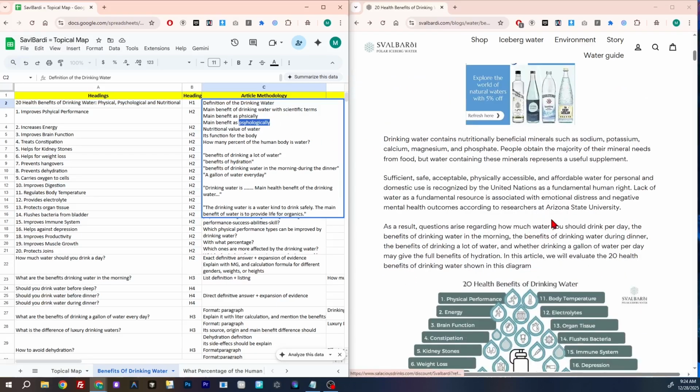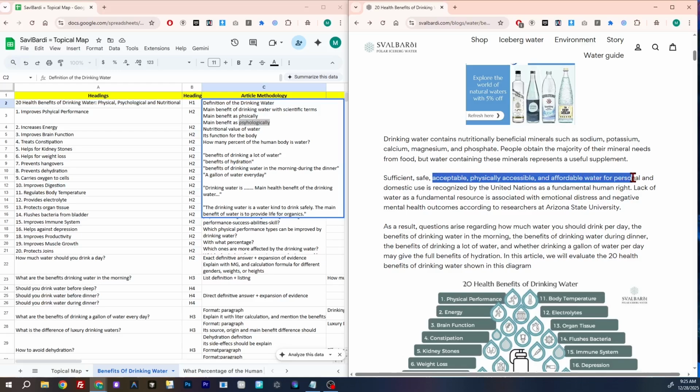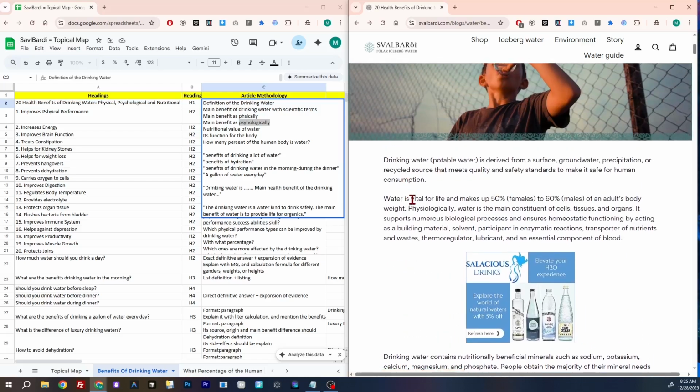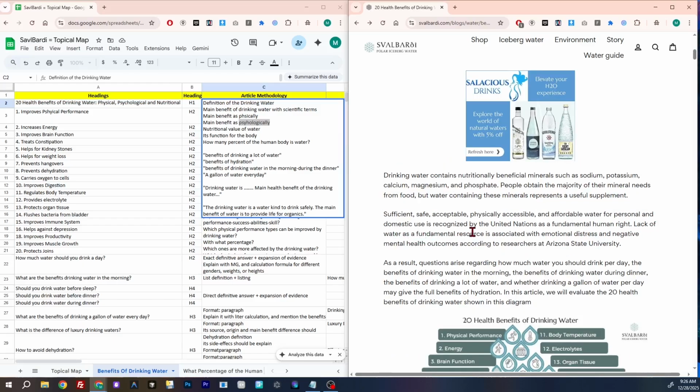If you look at this specific macro context, we give a few institution names and certain types of conditions like sufficient, safe, acceptable, physically accessible, and affordable water for personal and domestic use is recognized by the United Nations as a fundamental human right. As you see, this beginning is not relevant to the benefit of water, but it is connected to the vitality of the water. Lack of water as a fundamental resource is associated with emotional distress and negative mental health outcomes, according to researchers at Arizona State University.